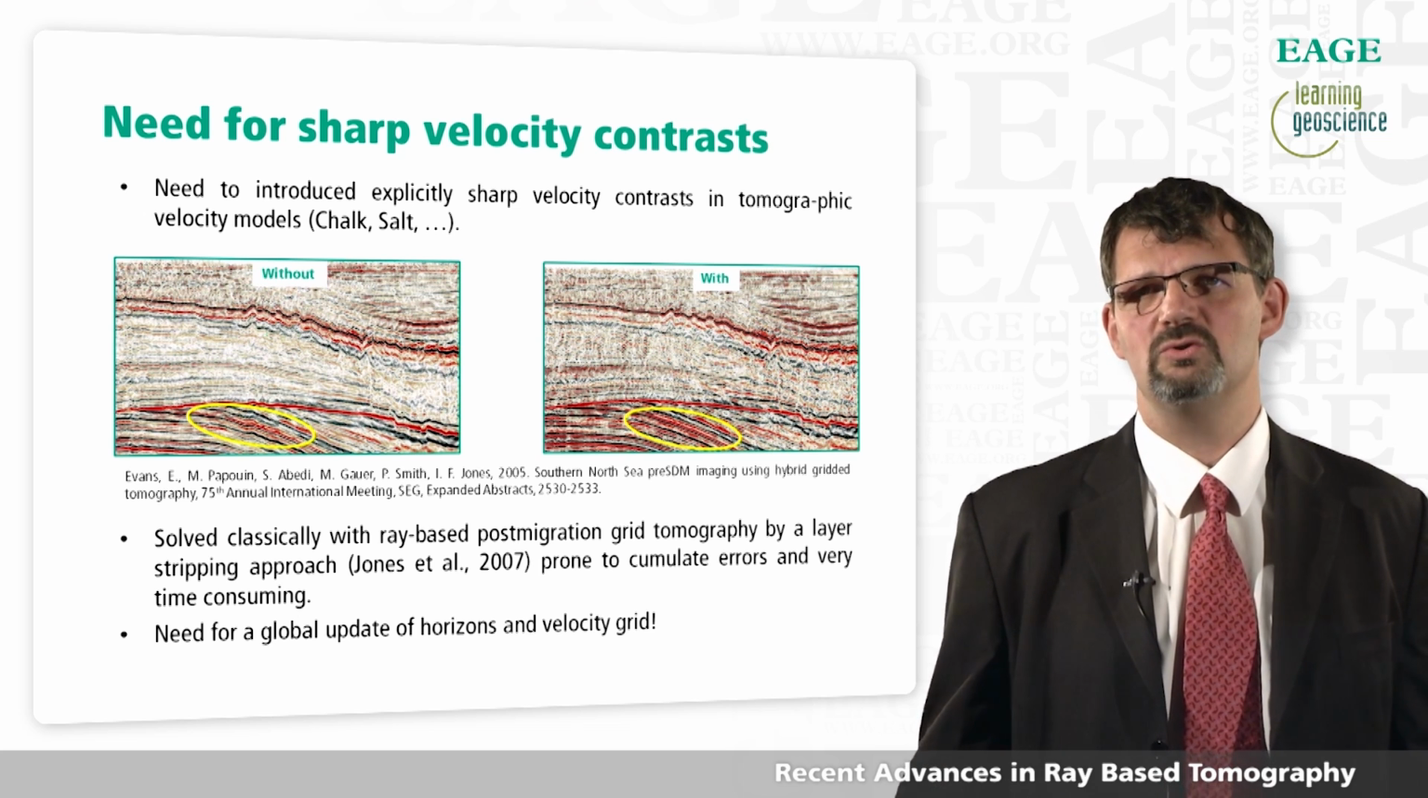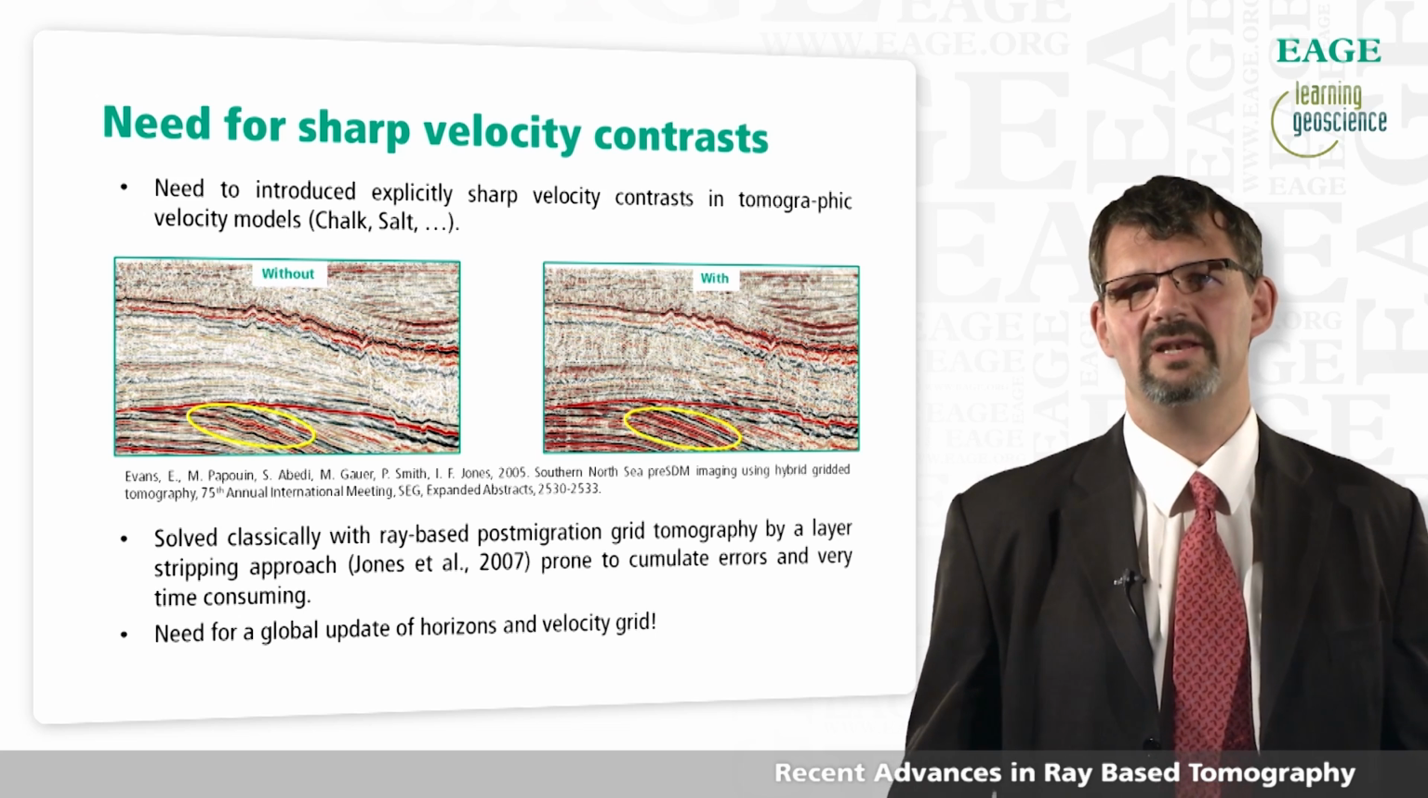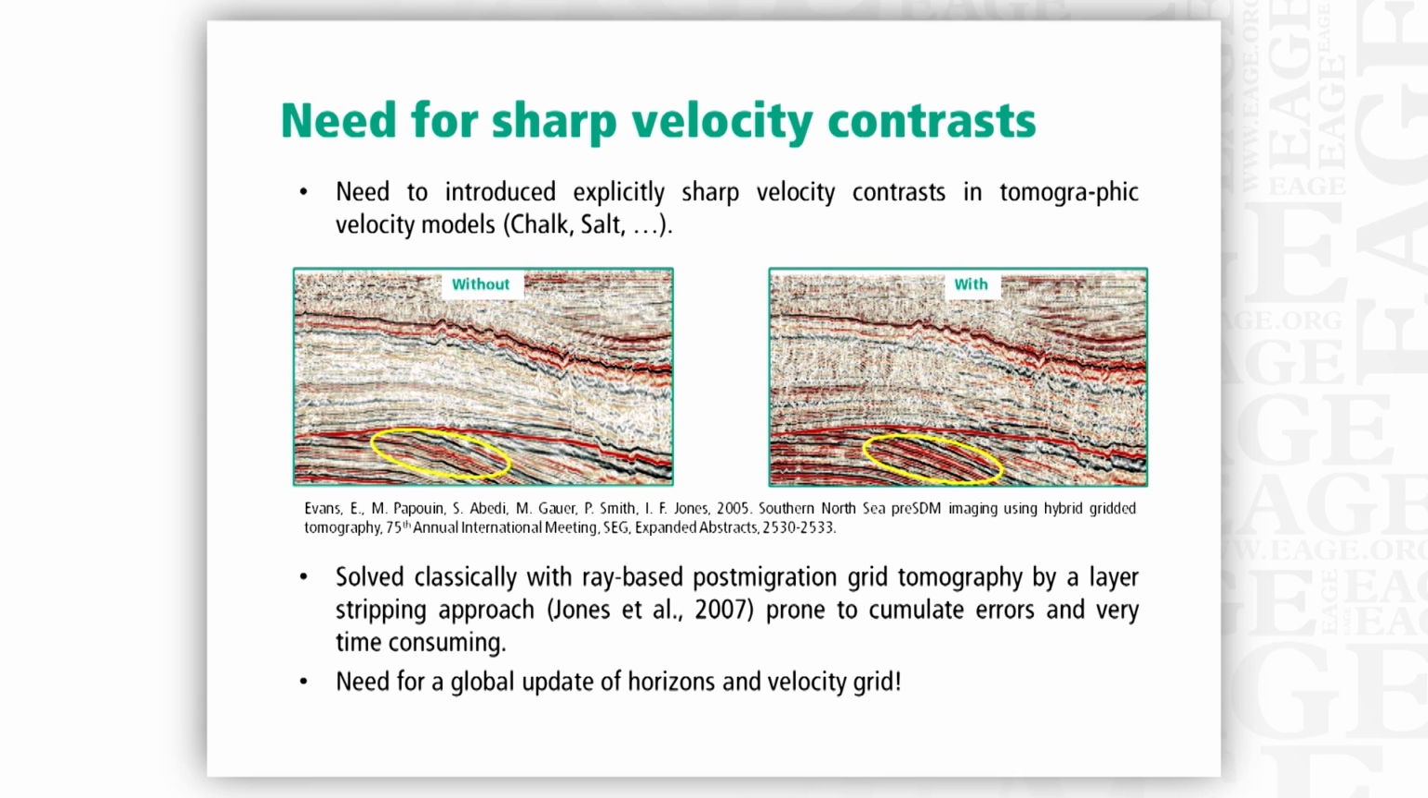This is the case for the salt. This is the case for the salt layer in the North Sea. Here I show you an example from a paper by Evans and co-authors. You have on the left a depth-migrated image obtained with a smooth velocity model, a smooth velocity model across the salt layer, which is in the center of the image.